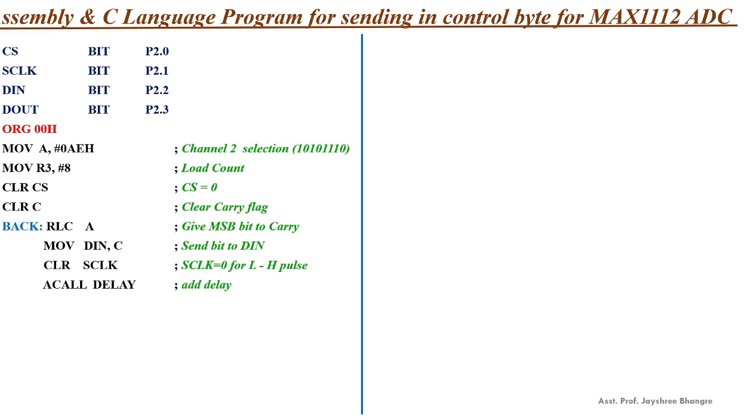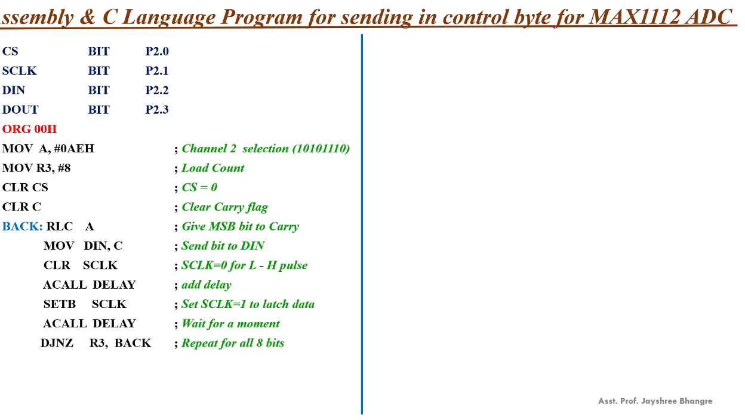So here we call a delay and make the serial clock equal to 1. So using the instructions SCLK equal to 0 and SCLK equal to 1, we are actually sending the low to high pulse to send this bit. Again wait for a moment and DJNZ R3, back. Decrement, jump if not 0. That means it decrements the content of R3 and checks whether it is 0. If it is not 0, then go back to this location.